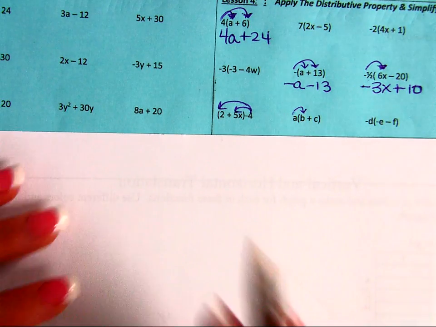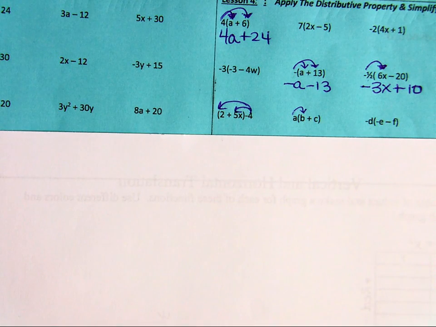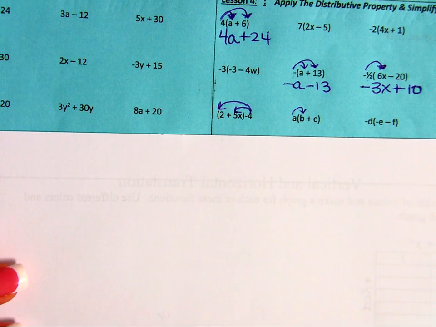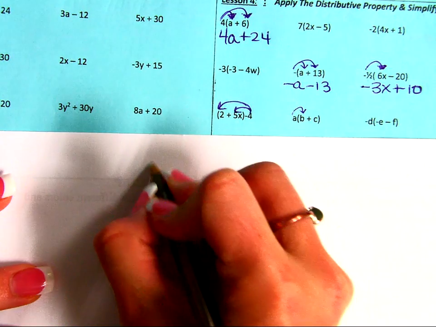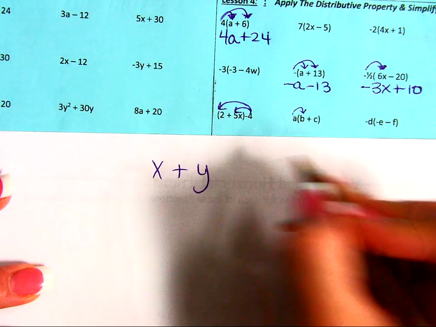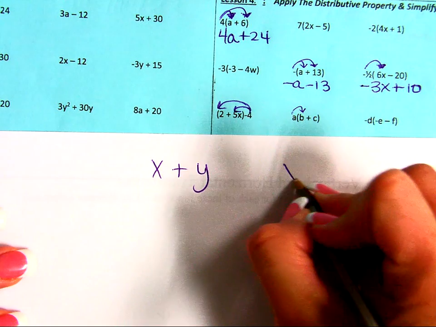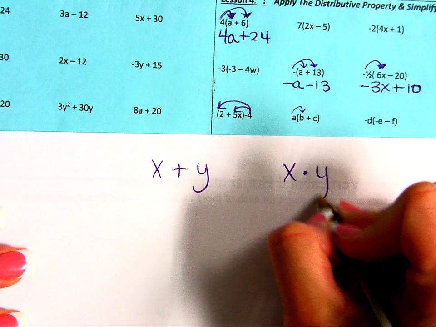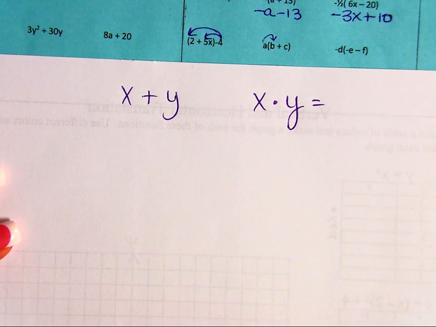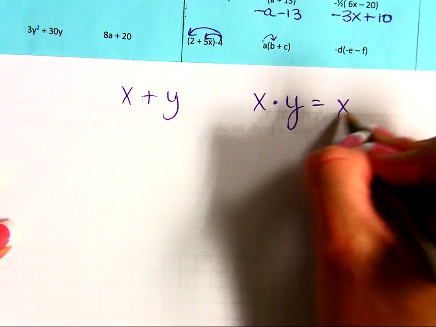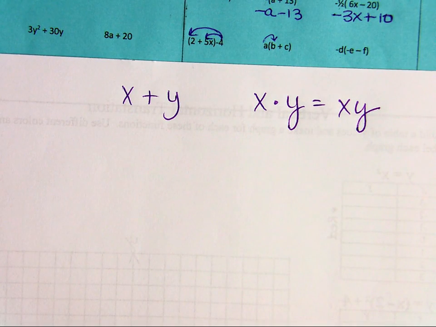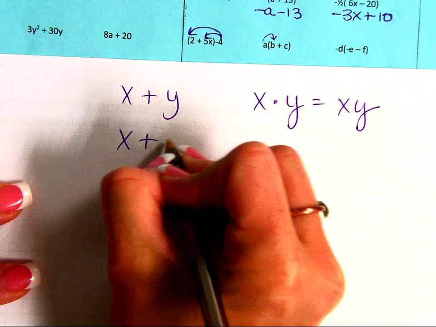So you know that, let's talk about like terms. You know that you can't add unlike terms, right? So if I have an x plus a y, it's not possible. You can't do that. But if I had an x times a y, that's very possible. You don't need to have like terms. Multiplication is way less strict than addition. So what is x times y? It's just xy.